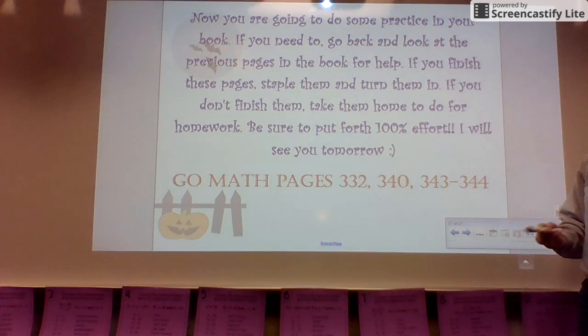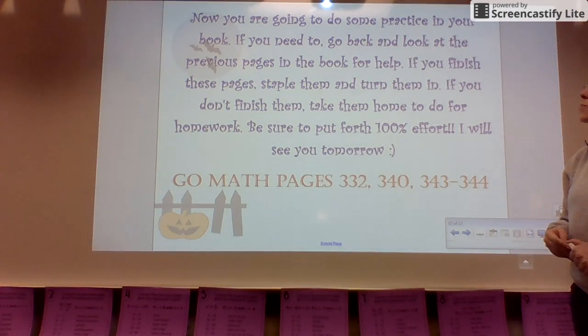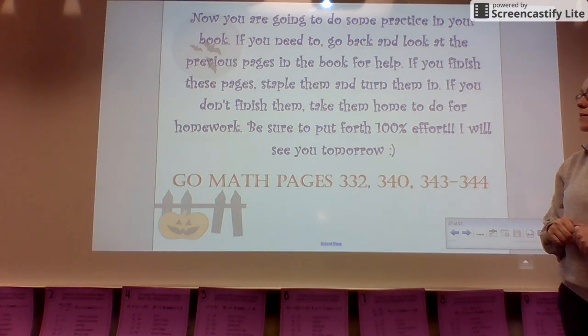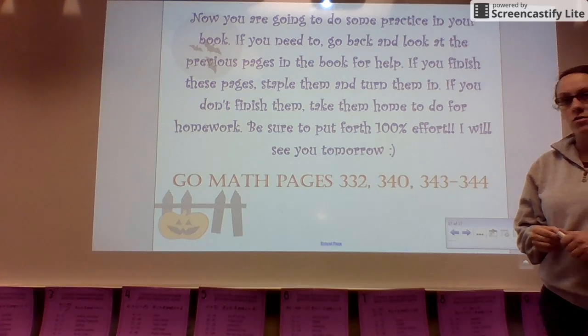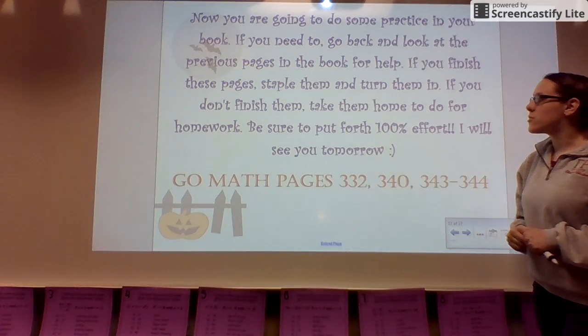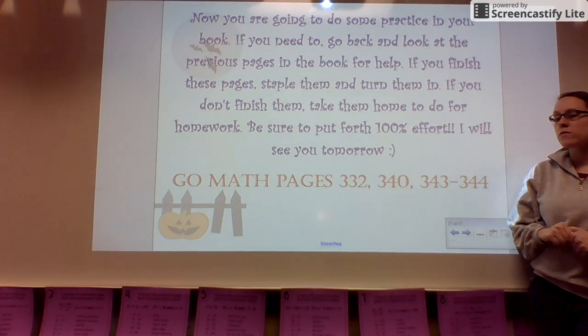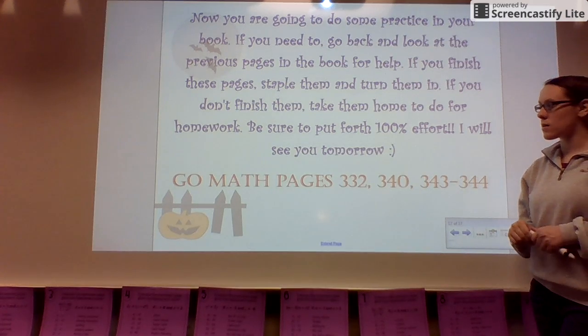Okay, let's go. All right, so now you're going to do some practice in your book. If you need to, go back and look at the previous pages in the textbook for help. If you finish these, staple them and turn them into the tray. If you have some left over that you did not finish before class is up, I want you to do them for homework.